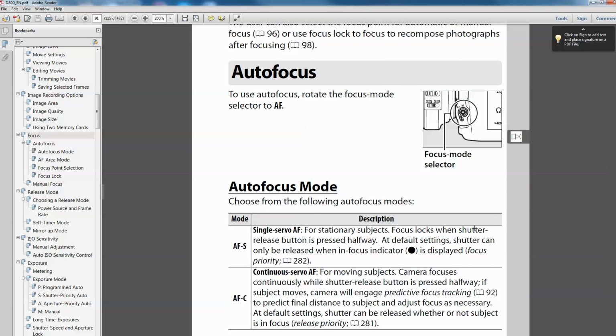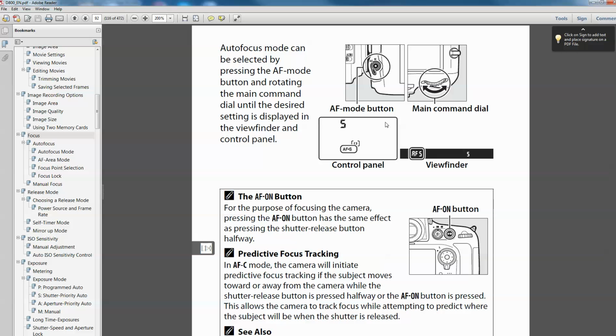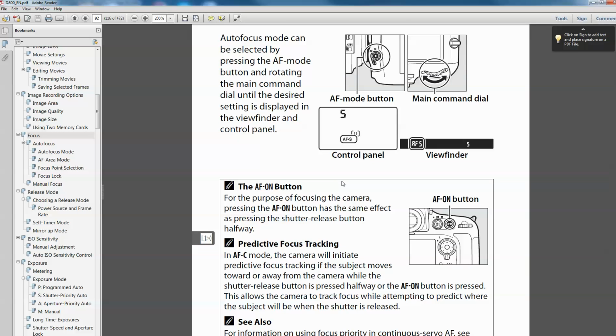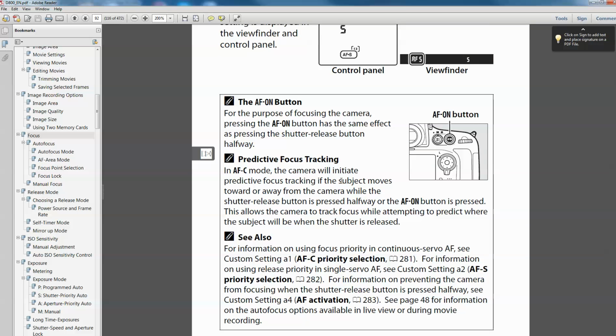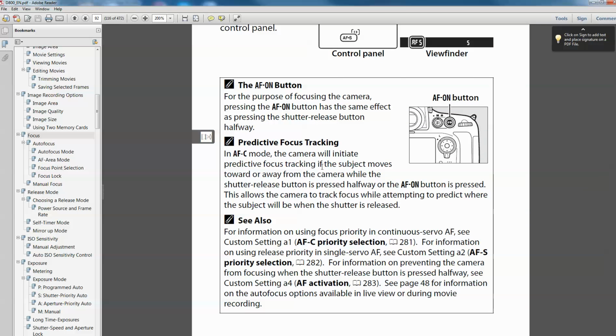So let's look at, well, the new cameras have it here, the other cameras have it in the back, but let's talk a little bit about what is this predictive focus. Okay, in AFC mode, the camera initiates predictive focus if the subject moves toward or away from the camera while the shutter release is pressed halfway.